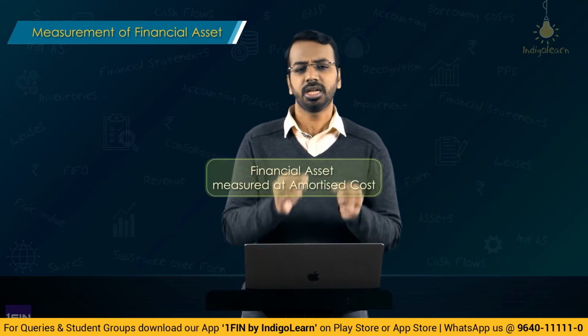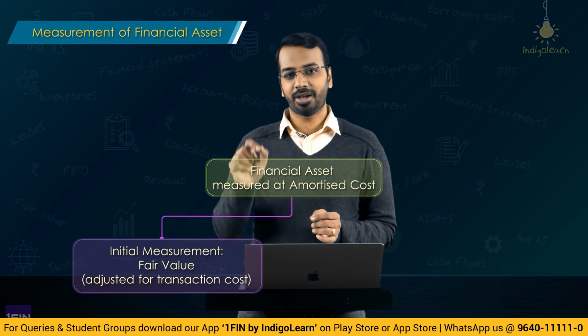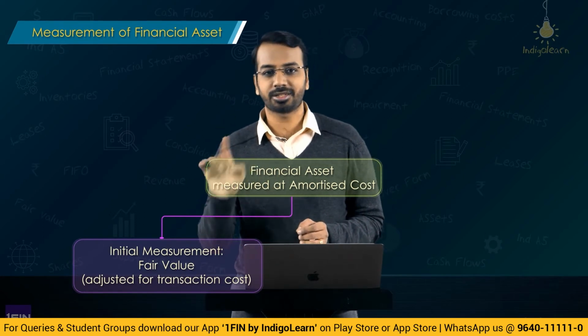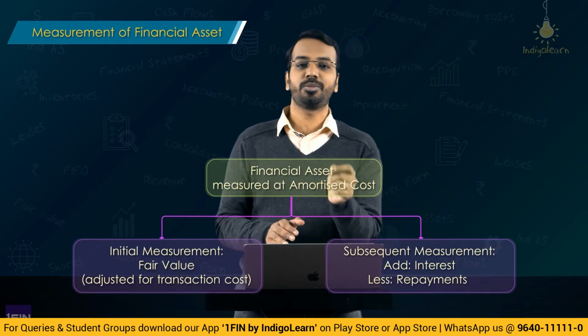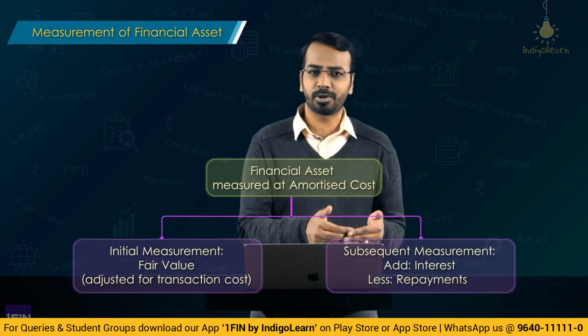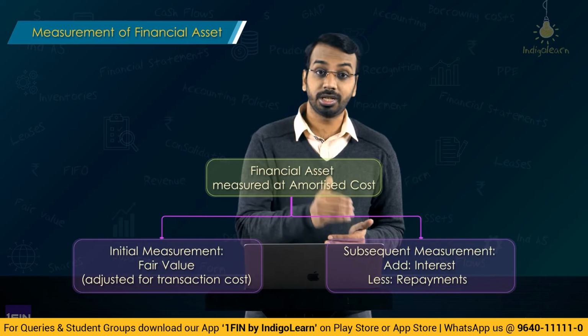Now, the subsequent measurement depends on the classification of the financial asset, whether it is classified as financial asset measured at amortized cost or FVTPL or FVTOCI, right? Depending on the classification, the subsequent measurement would change, right? So, when we talk about financial assets measured at amortized cost, initially you will recognize it at fair value adjusted for the transaction cost, and subsequently you will add interest and reduce the repayments that are done. We have already prepared a couple of tables on this. We have also understood the meaning of amortized cost.